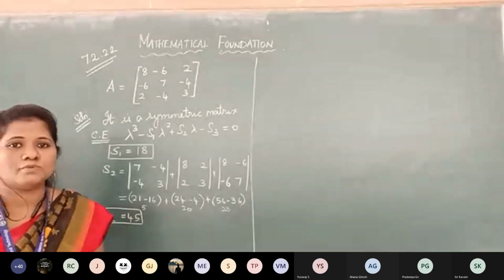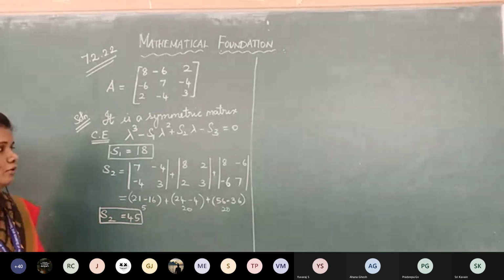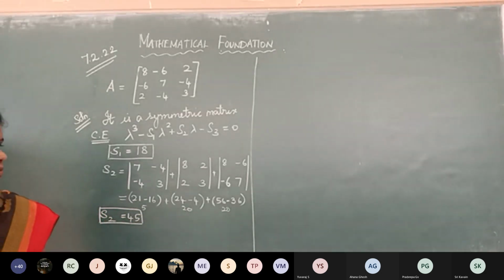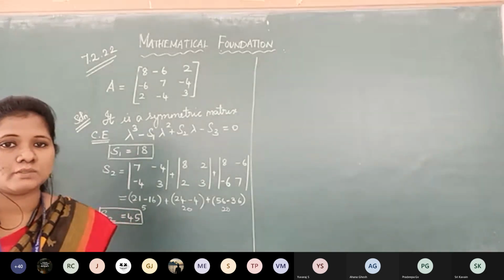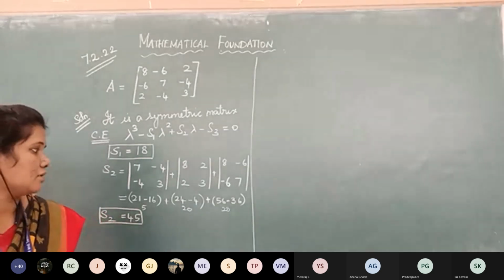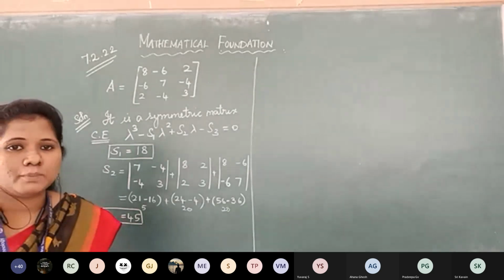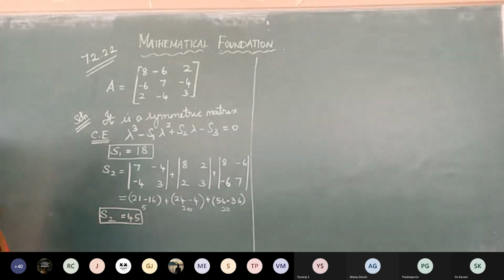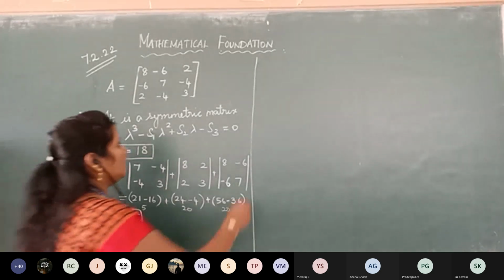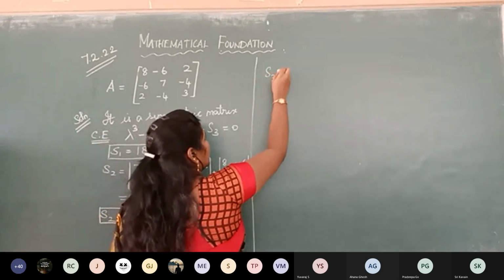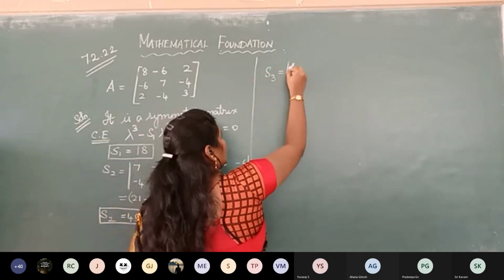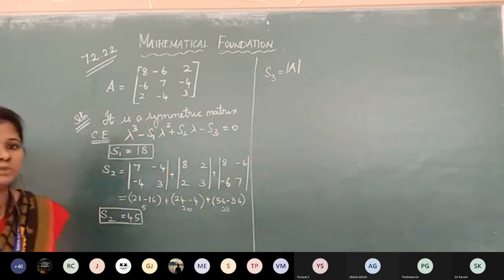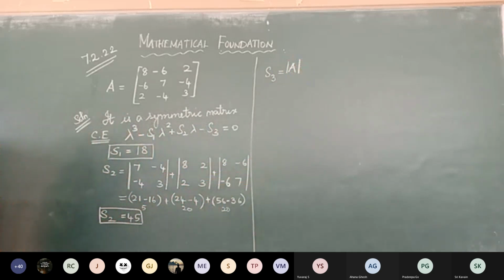Are you getting S2 to be 45? Here you have to work really fast, otherwise you won't have time in your exam. If you're not able to do it manually, use your calculator. Next, find your S3. S3 is nothing but the determinant of A. Find the determinant of A and tell me what you're getting for S3.